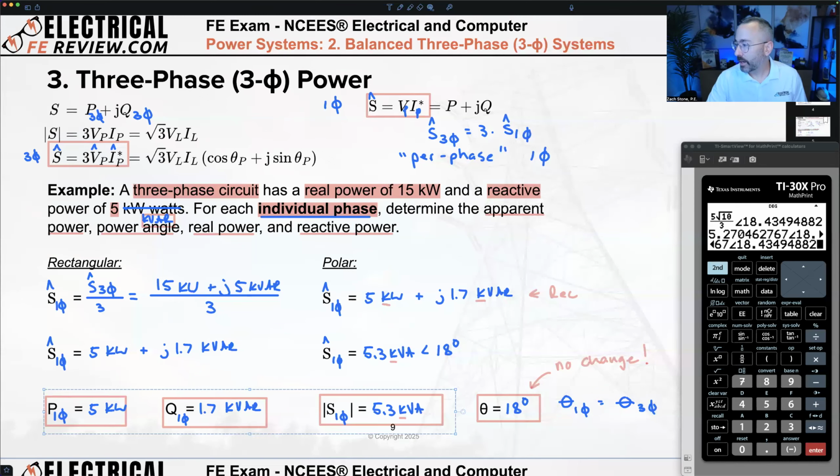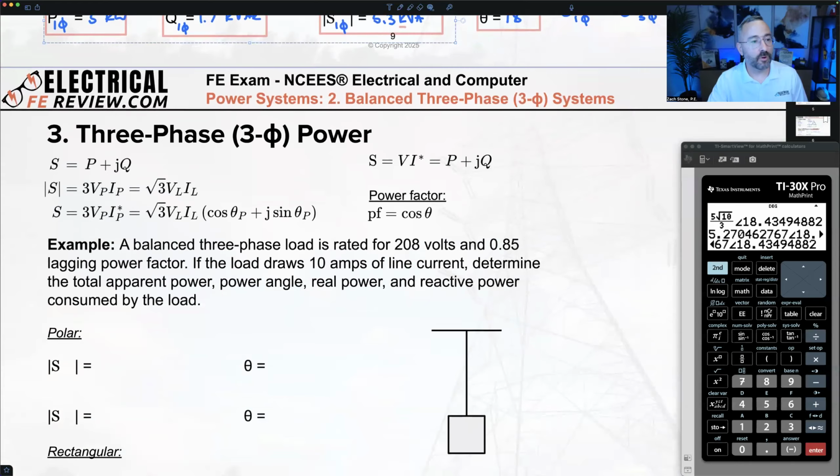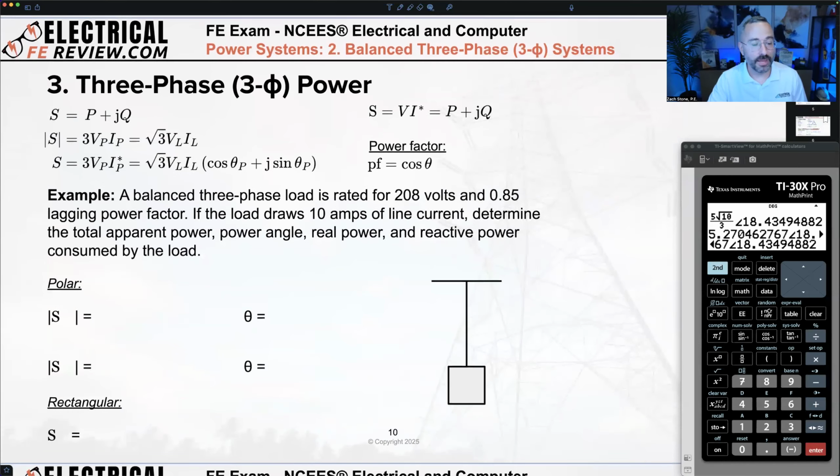All right, let's see what else we've got coming up. We'll look at our next three phase example. How's everyone doing? Everyone following along okay? Again, power on the FE exam is easy stuff. You're looking at really easy plug and chug problems as long as you're familiar with the fundamentals that I'm showing you here today. We've got our same formulas from the reference handbook.